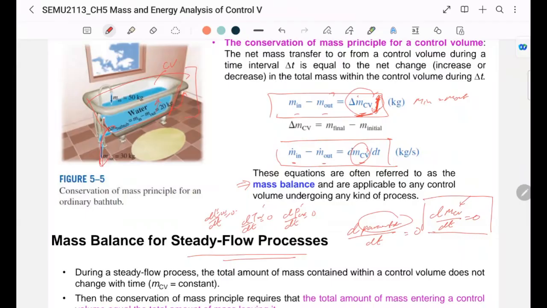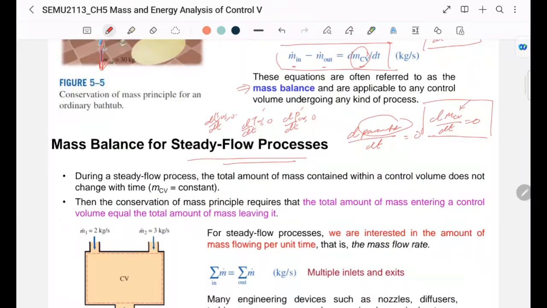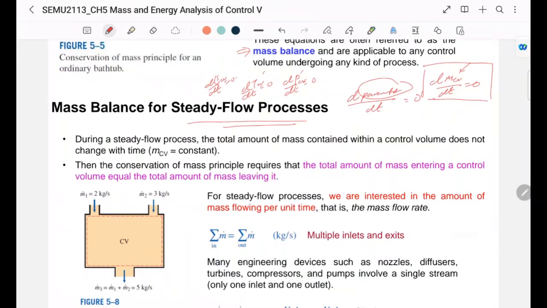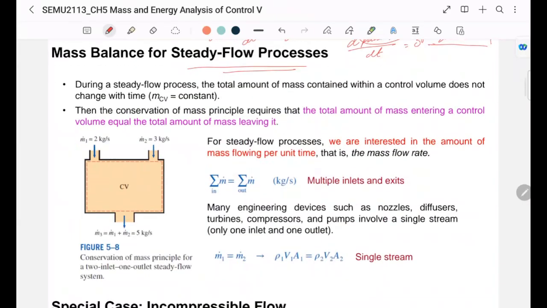Okay. If you have mass in equal to the mass out, they balance it out, then dm over dt equal to 0, then it is a steady system. So steady system basically means there's no change of parameter over time. That's how we define steady system, steady flow system.